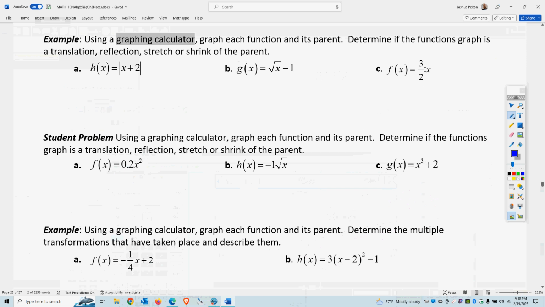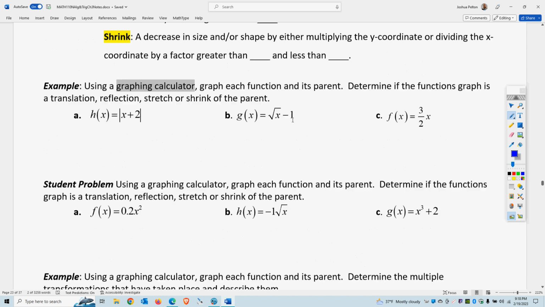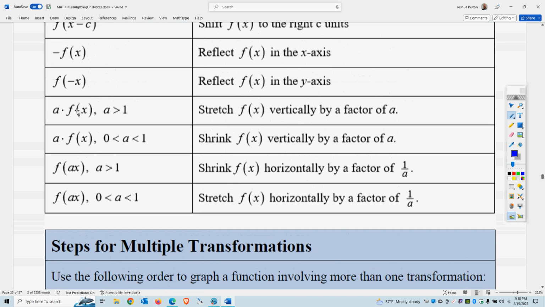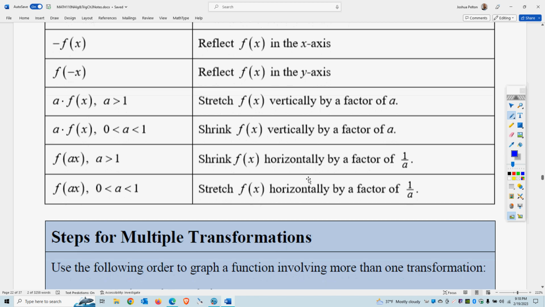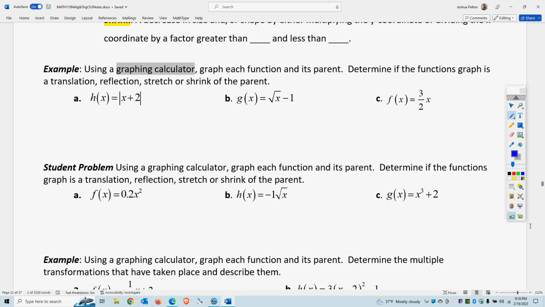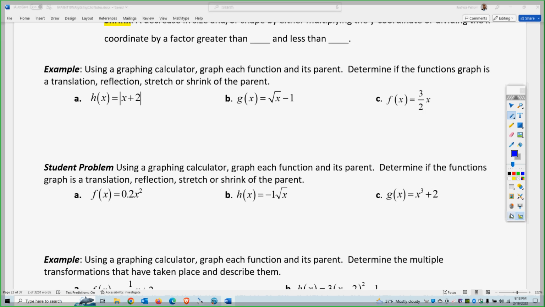Okay, so lastly, what about 3/2 in the front? That's multiplying on the outside. If there were parentheses, which there are not, it would be on the inside, but there's no grouping symbol, so it's on the outside. So let's look up here. So multiplying on the outside is either a stretch or a shrink, but since it's greater than 1, it's a stretch vertically. Okay, so multiplying by 3/2 is going to change the y value. So it's a stretch vertically.